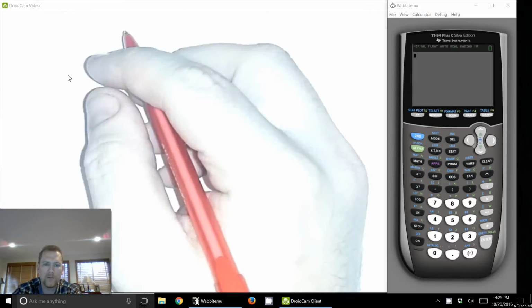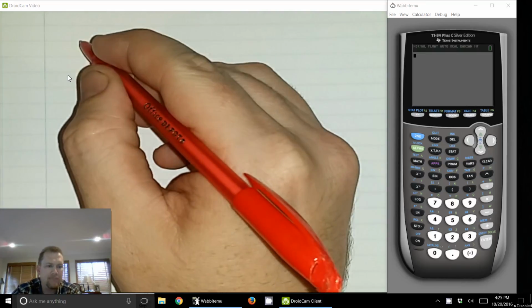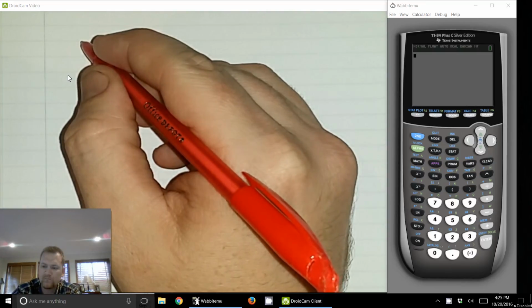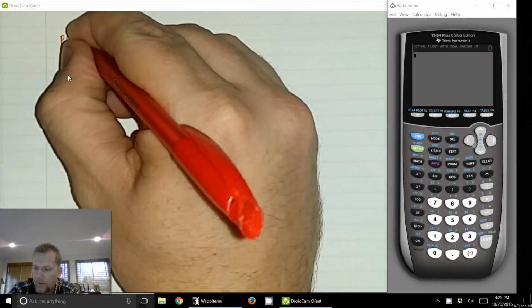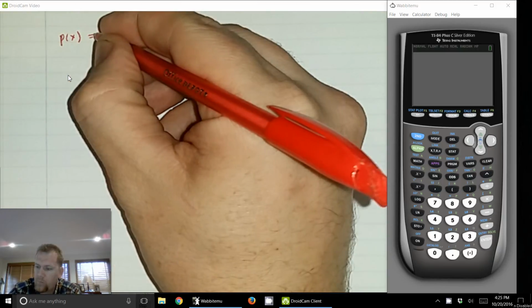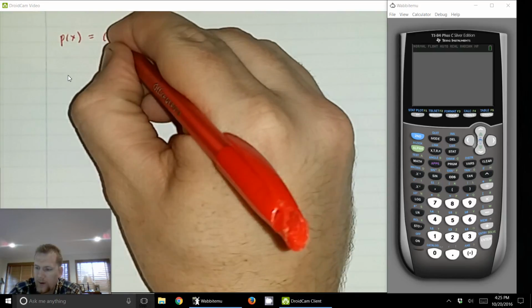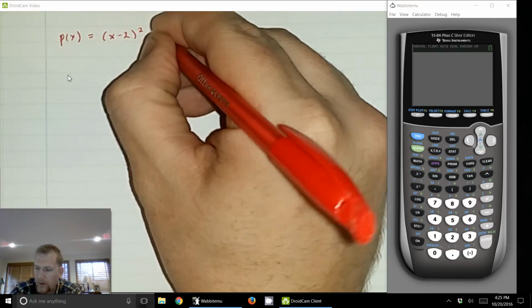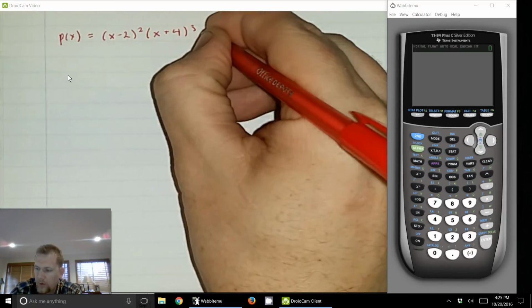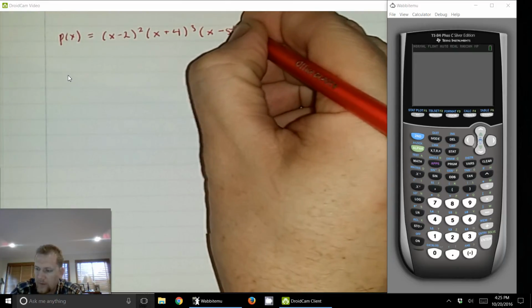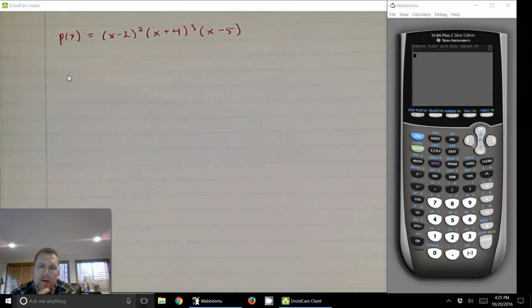Okay, let's just kind of make one up. So let's say our polynomial is about (x − 2)² times (x + 4)³ times (x − 5). That could be our polynomial. So we know that that thing is degree 6. So both tails should go the same direction if we did this right.